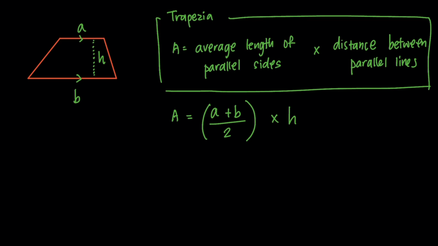I would just grab the top line A and the bottom bit B, put them into a bracket, divide by 2, and then times it by height, or in other words, the distance between the parallel lines.